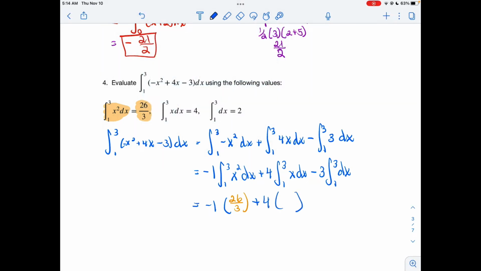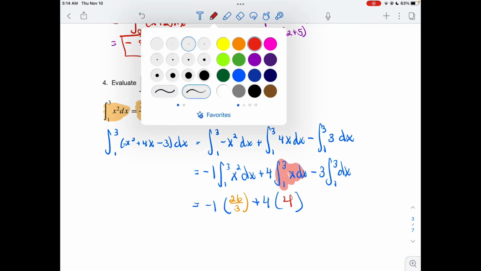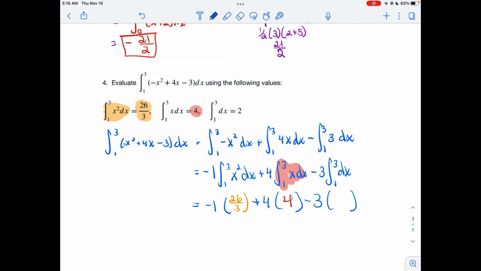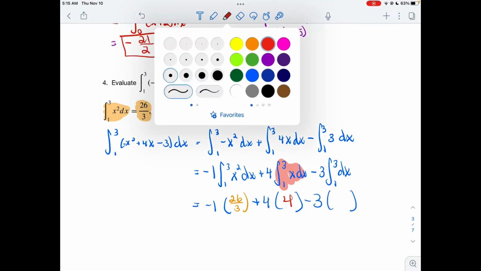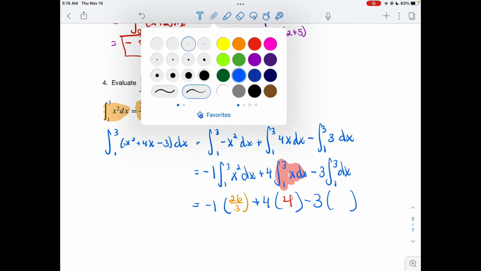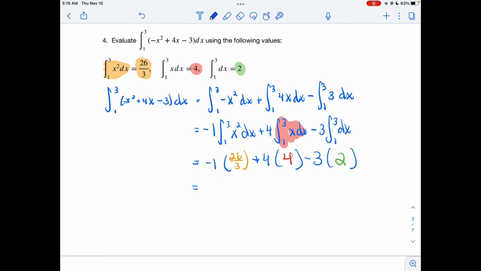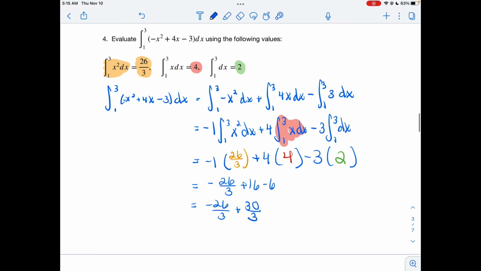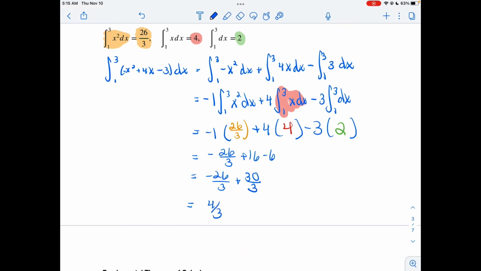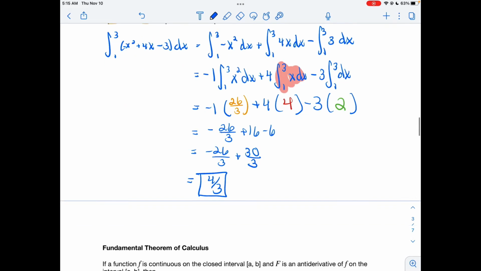Plus 4, and then replacing the integral from 1 to 3 of x dx with what it was given to be equal to, which is 4. Substitute that in. Minus 3 times the integral from 1 to 3 of dx, which was given to us to be equal to 2. So replace that value with 2. And then we just simplify this down. So we get negative 26/3 plus 16 minus 6, which is negative 26/3 plus 10, which can be written as 30/3. And our final answer would be simply 4/3, would be the area under this curve.